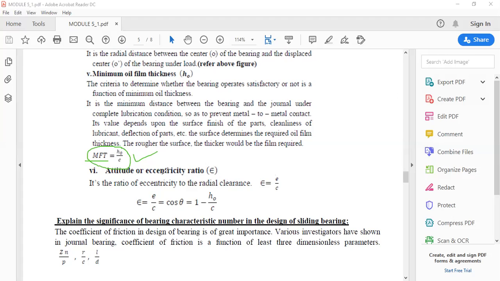The next term is eccentricity ratio or attitude, which is the ratio of eccentricity to the clearance. This is also represented as cos theta, or as 1 minus h naught by c. So this is the eccentricity ratio or attitude. This is also an important parameter while designing the bearing.